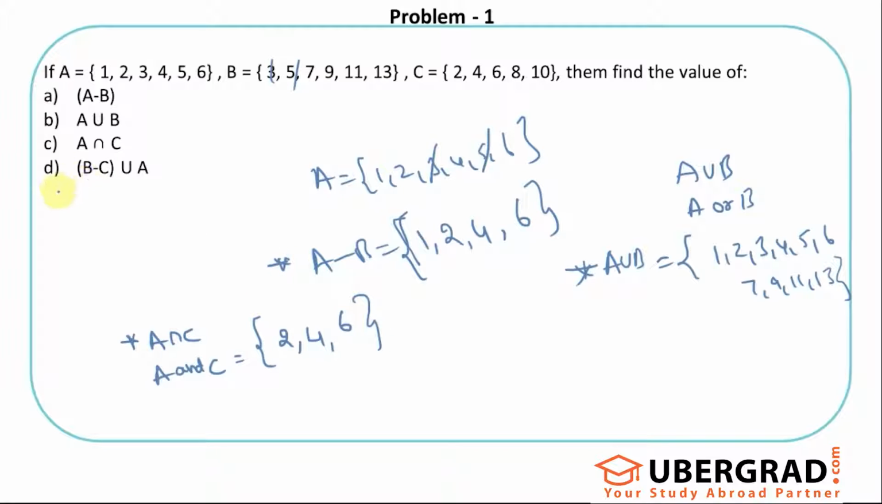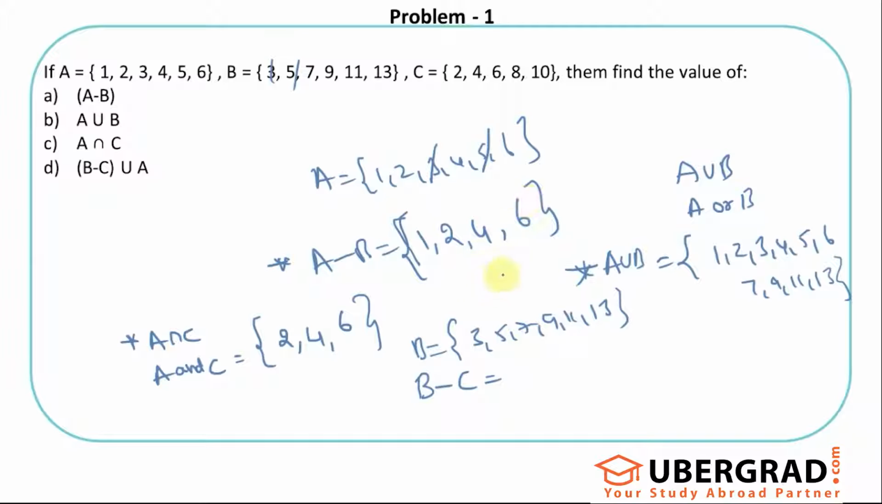The last one is slightly complicated. It is saying B minus C union A. So start with B minus C. First find out what is B minus C. I know B is 3, 5, 7, 9, 11, 13. Minus C, I just need to remove the elements which are present in C. 2 is not present here. 4 is not present here. 6 is not present here. 8 is not present here. 10 is not present here.